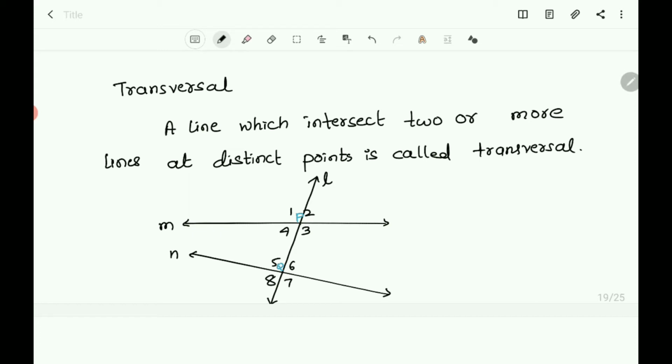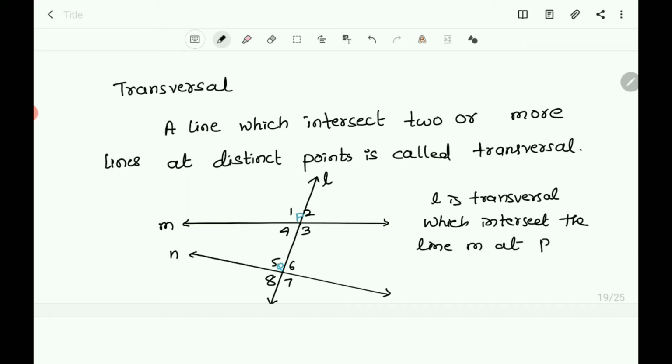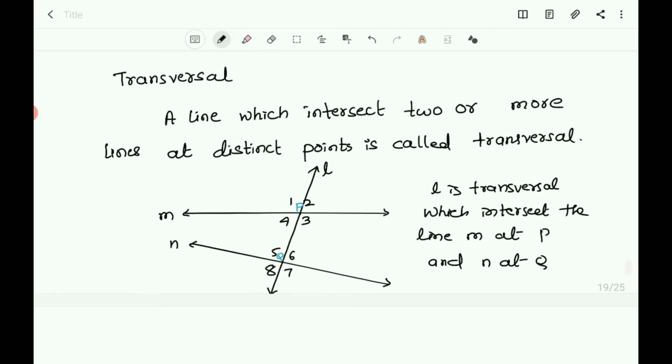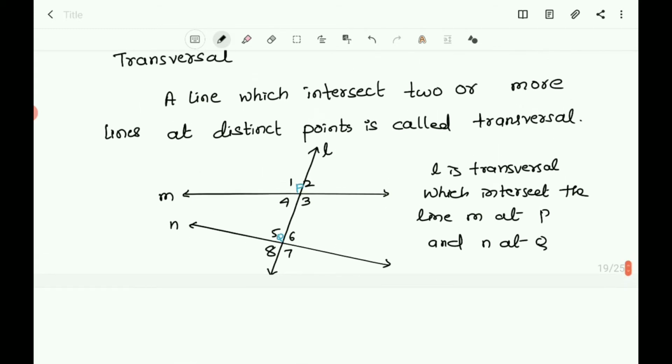Here what is the transversal? L is the transversal, which intersects the line M at P and N at Q. Here the line intersects M and N at two different points. So the line L is called a transversal.